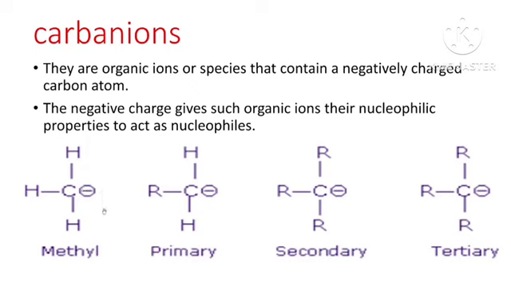Yeah, so that is how come carbanions get their negative charge. So we say that carbanions usually have a negative charge on a particular carbon atom. All right. Good. Now let's look at the second point.